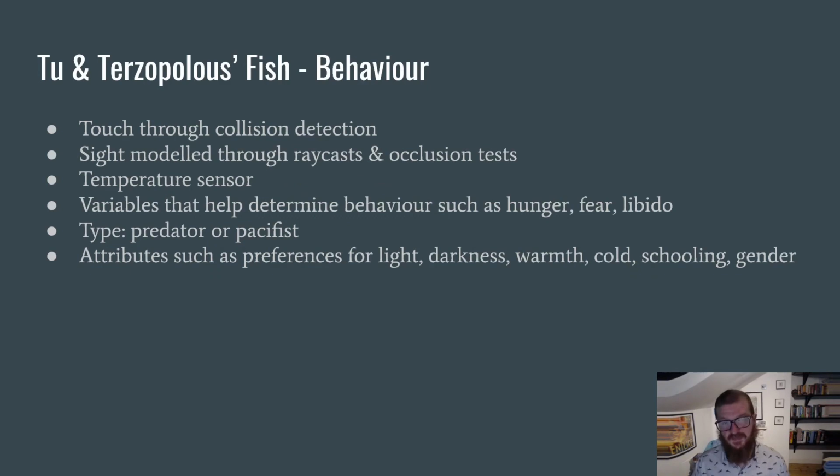For input to behaviors, the fish not only have a sense of touch through collision detection, but the authors have also added sight and sensitivity to temperature. Sight is modeled mostly through a combination of raycast and occlusion tests. Fish also have variables that help determine behavior, such as hunger, fear, and libido, as well as a type which can be predator or pacifist. Together with a few designer-determined attributes such as preferences for light, darkness, warmth, cold, schooling, and gender, this completely determines the fish's general behavior. Together, the perception system and attribute variables combine into a dynamic brain that results in behavior in the simulation.